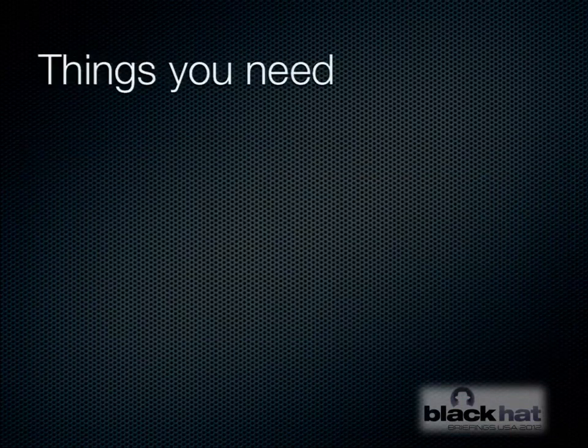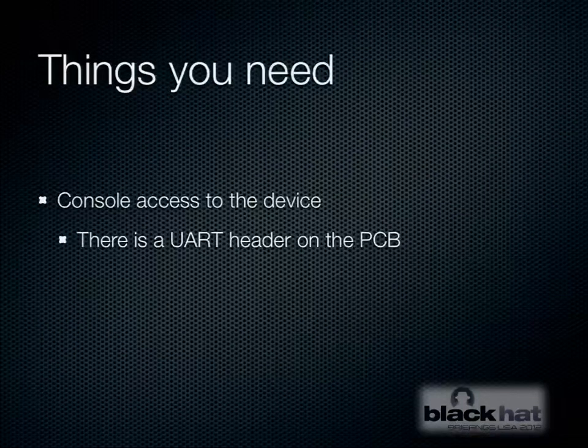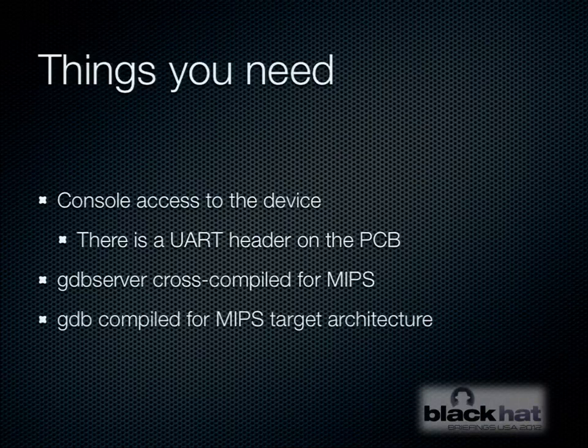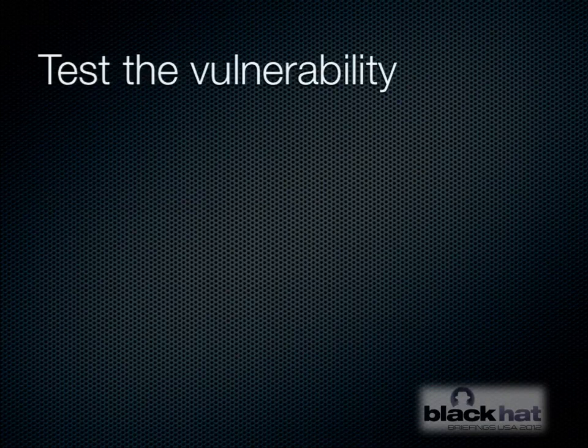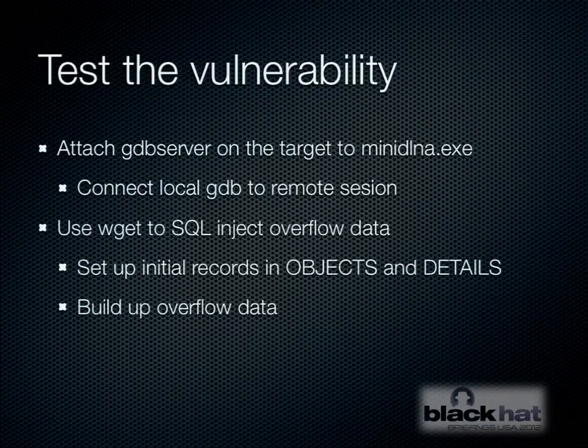Now, you're going to need a couple things to develop this exploit. So first, you're going to need console access to the device via the UART connector that I showed you earlier. Also, you're going to need gdbserver cross-compiled for MIPS, and you're going to need GDB on your workstation compiled for the MIPS target architecture. In order to test the vulnerability, just attach gdbserver to the target process on the device and connect your local GDB over the network to that gdbserver. And then use wget to stage a couple of records in the database that will satisfy the left join.